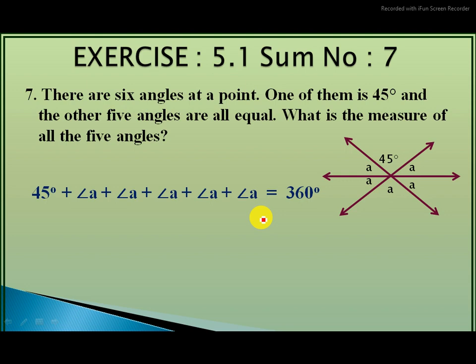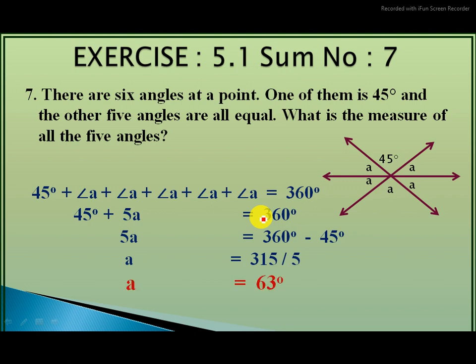So 45 degrees plus 5A is equal to 360. So 5A is equal to 360 minus 45. A is equal to 315 divided by 5. So you get angle A is equal to 63 degrees, which is the measure of each angle.